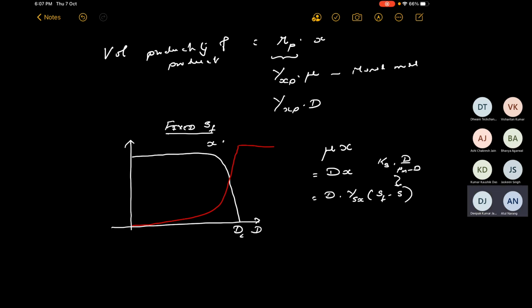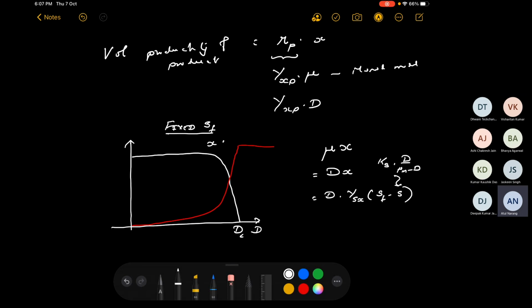If I make the flow rate go to 0, given the data, the value of dx should be 0. And what happens when D equals D_C? Again, the value of dx should go to 0. So you can see that dx is going to be 0 here and 0 here.